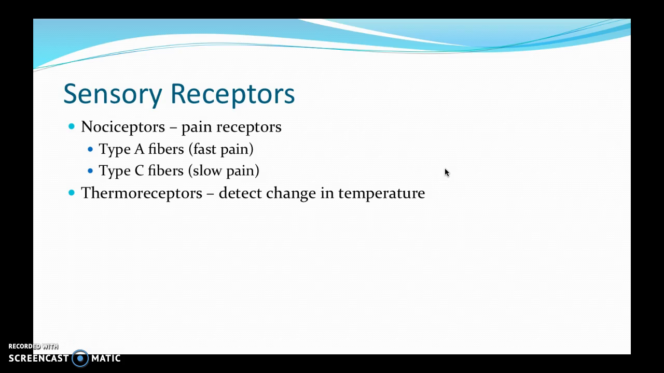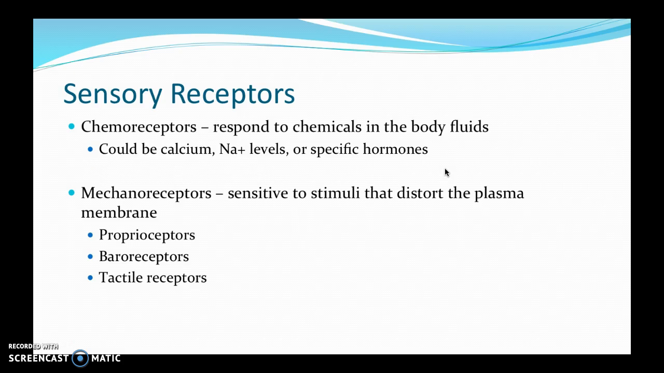Another type of receptor is a thermoreceptor. Like a thermometer measures temperature, a thermoreceptor detects changes in temperature. Chemoreceptors respond to chemicals in the body fluids. These chemicals could be ions, proteins, or even hormones.